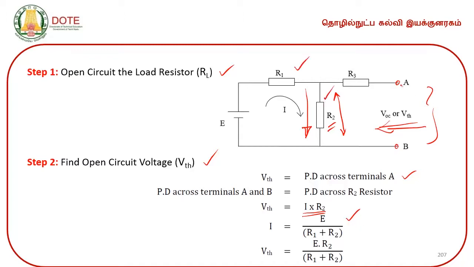Whenever this load resistor is open, it is no more a two loop system, it becomes a single loop system. So, the current passing through R1 and R2 will give you VTH, which is equal to total voltage divided by R1 plus R2 into R2.